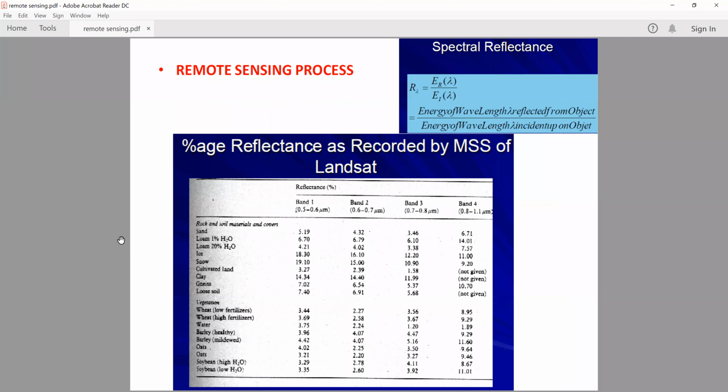So I was talking about the reflectivity of objects. So we have over here a ratio, which is the ratio of energy of wavelength reflected from the object and energy of wavelength incident on the object. So how much was the energy that was incident on the object और उसमें से कितनी reflect हुई है? Based on that, you can classify objects.